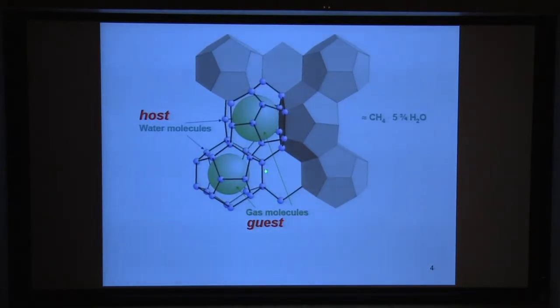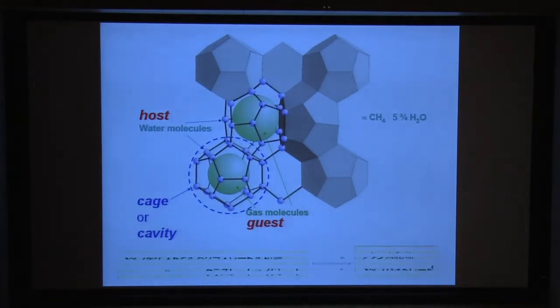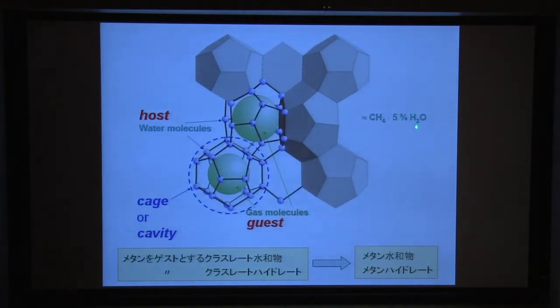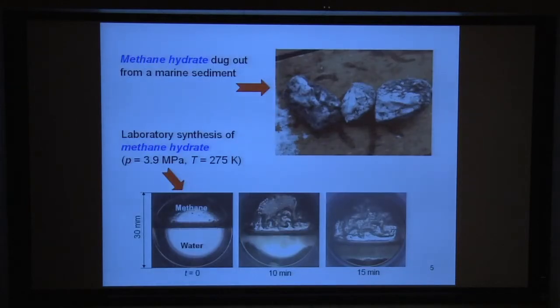This is the model, and there are water molecules and other molecules. We call the water molecules the host, and we call what comes inside the guest. So this gas is coming into this structure. And this kind of cage structure we call a cage or cavity. For example, if the gas is methane, then we should call this a methane hydrate instead of saying the clathrate hydrate with methane gas.